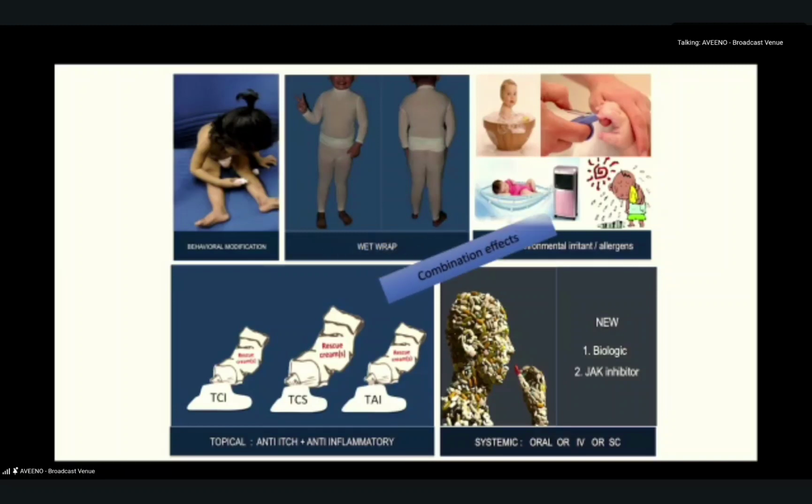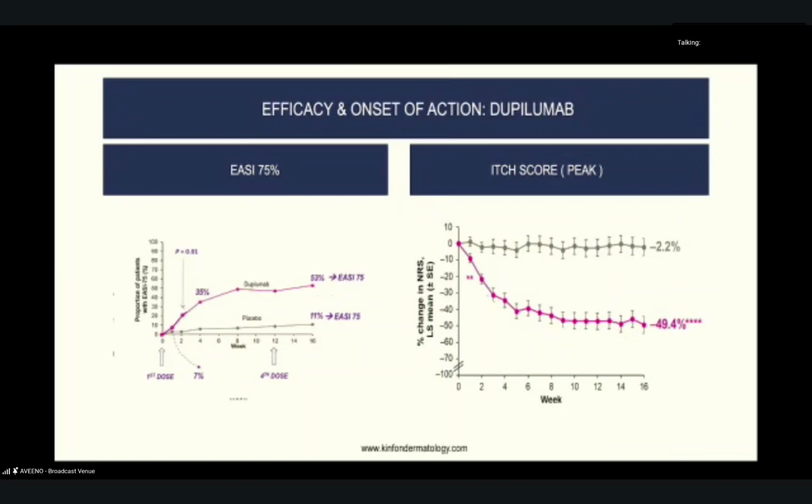So they are called biologics or JAK inhibitors. In fact, they are already approved for kids 6 months and above in Malaysia. You can see this is one of the biologics called dupilumab. It's an IL-4, IL-13 inhibitor. The reduction of the itch is very rapid. In the first 1 to 2 weeks, you can already get at least 10 to 20% reduction. And if you use it up to 16 weeks, the itch score reduces by about 50%.